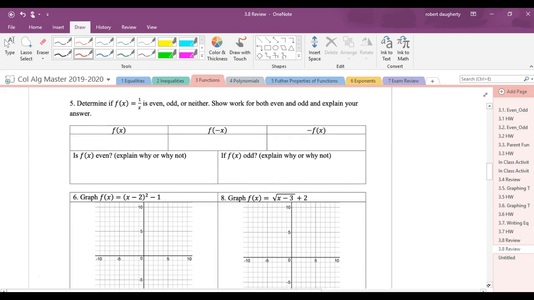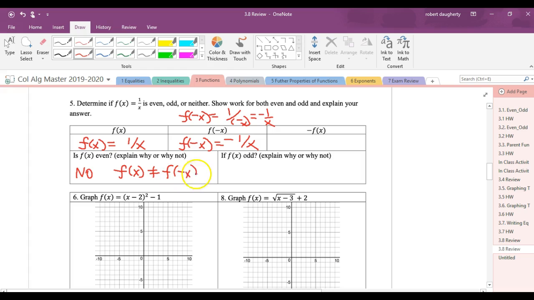Determine if this function is even, odd, or neither. Okay, so in this case, f of x is equal to 1 over x. And then I'm going to substitute in and say, well, what is f of negative x? So f of negative x is 1 over negative x, which is just minus 1 over x. So f of negative x equals minus 1 over x. This function is not even. So is it even? No. It is not even because f of x does not equal f of minus x.